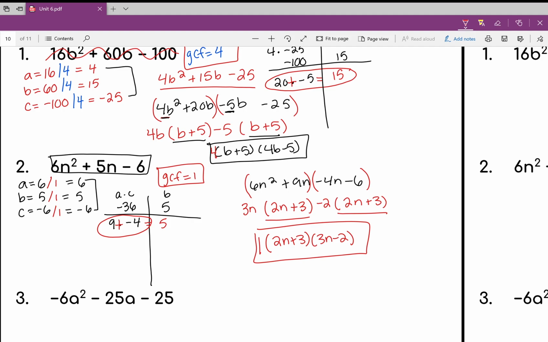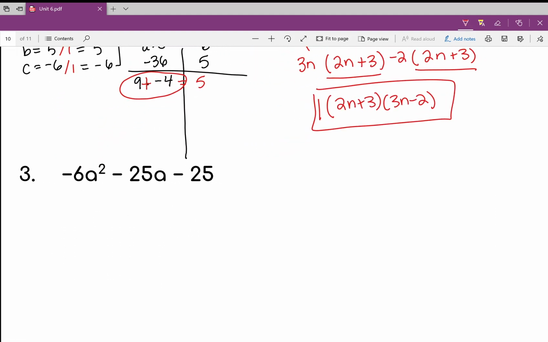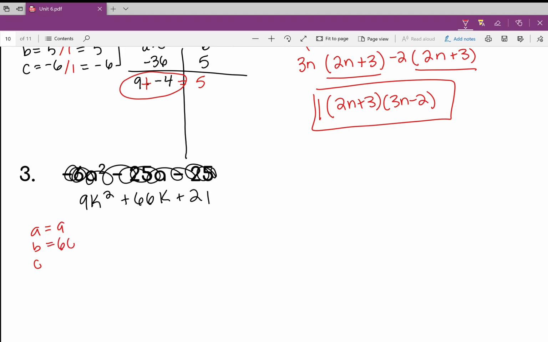Okay, so let's look at number 3. On number 3, I want you guys to change this problem, and I want us to work on a different one. So I didn't like this problem so much, so I'm going to change this to 9k squared plus 66k plus 21. That way we can find a GCF that we can factor out of each of them. So let's label our A, B, and C. A is 9, B is 66, and C is 21.